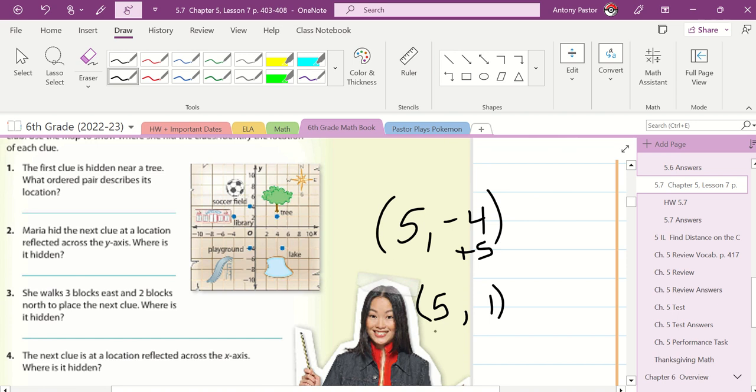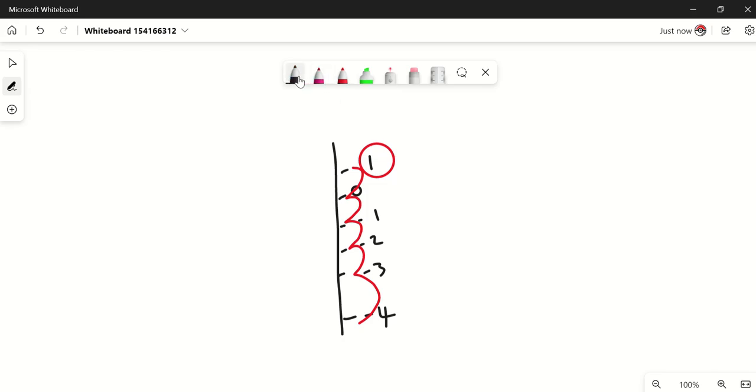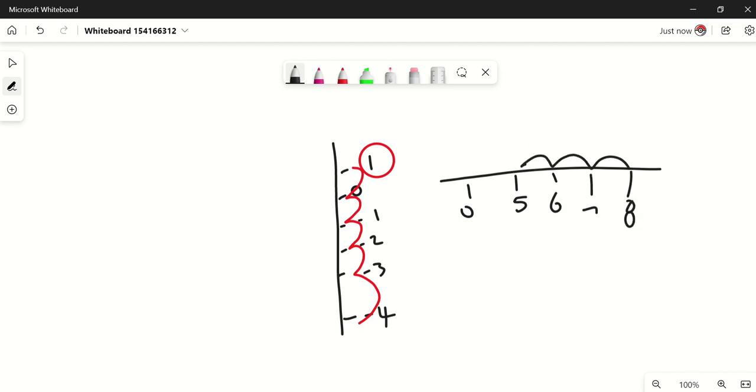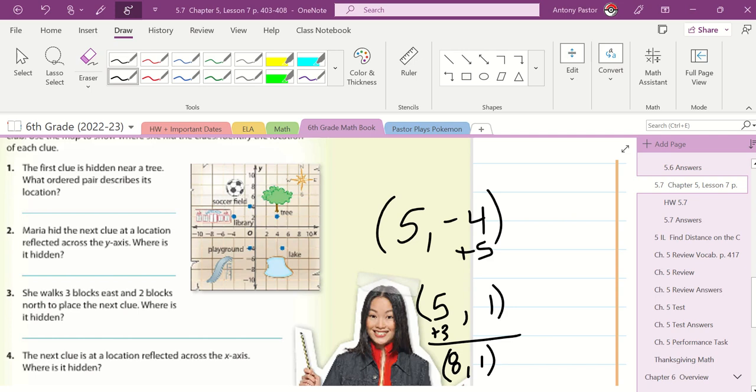So instead of being at 5, we're going to add 3 to 5 because this is our x. We're going to the right. So we'll be at 8, 1. Same idea with a different number line. Here's 0. Here's 5. 3 blocks to the east. 1, 2, 3. We're at 8. So our ordered pair for our clue would be at 8, 1. There's nothing there located on our map, but that's where our treasure would be for the location of this prize.